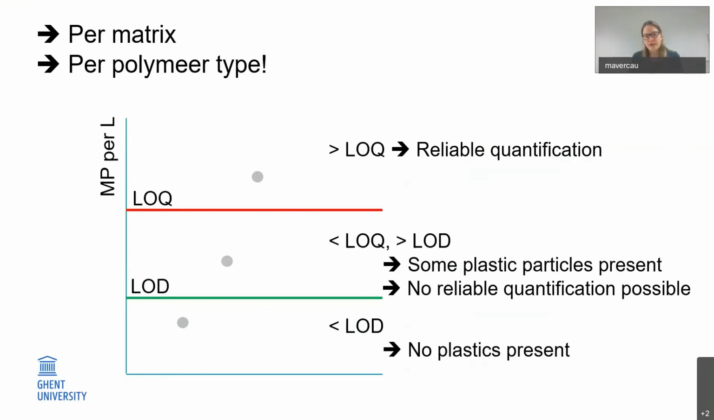If we find a concentration that is between LOQ and LOD values, then we are more conservative and we say that there are plastic particles present in the sample, but we cannot reliably quantify them because it could easily be some contamination. And when they are lower than LOD, we assume that no plastics are present. So that is how we deal with the quality control of our samples. But even in this, there are a lot of different methods that have been used or are being used in different labs. So even quality control should be something that is standardized over the labs.